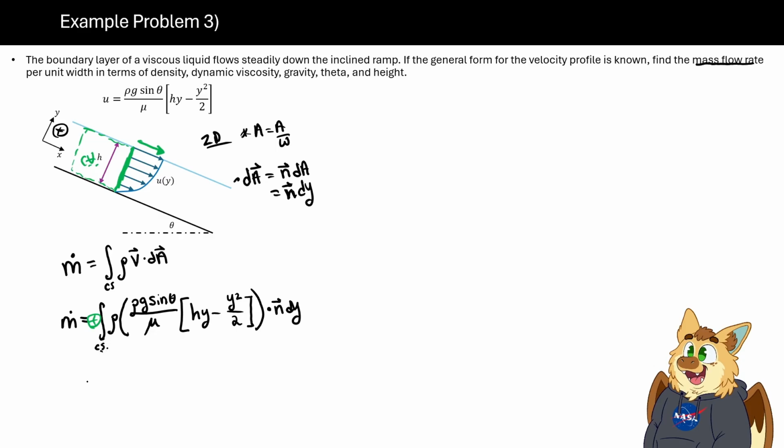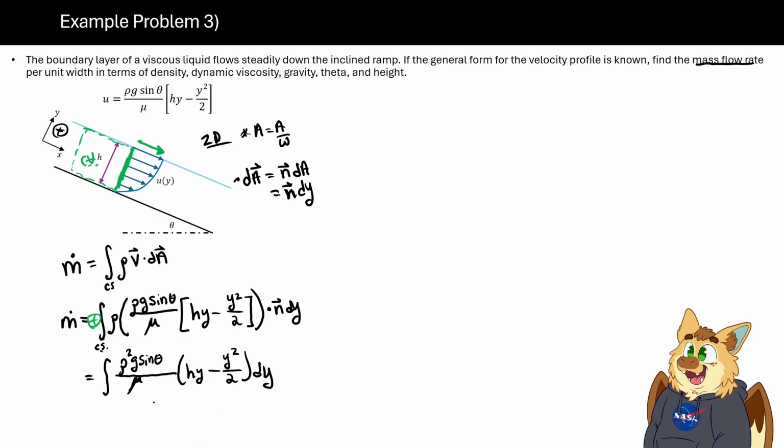So with that, let's simplify this a little bit. So this would be our integral of rho squared times g times sine theta over mu, times hy minus y squared over 2 times dy. Almost wrote a dA there.